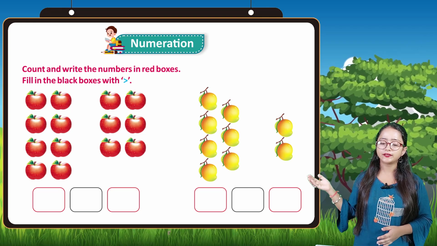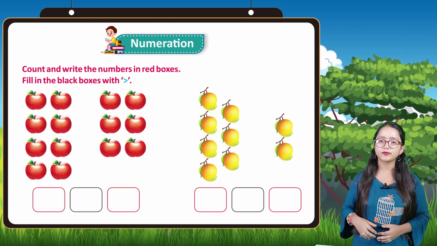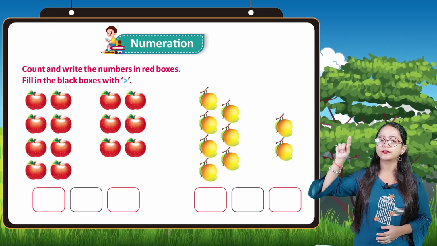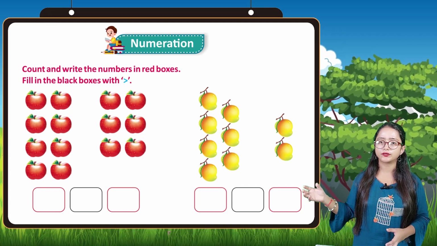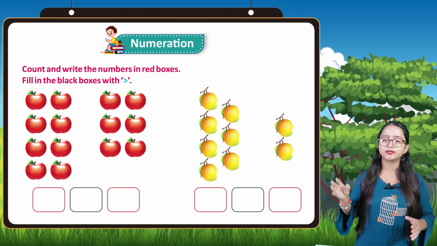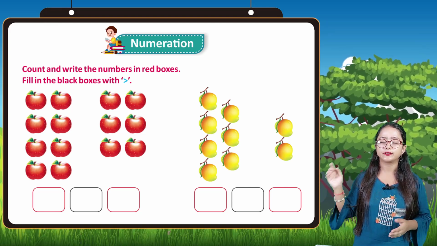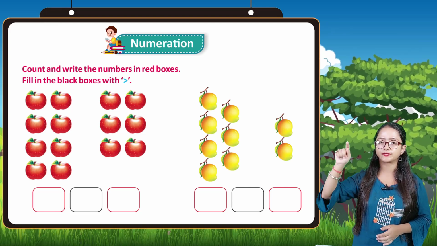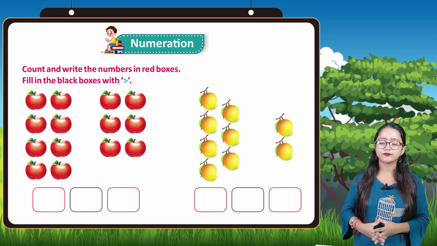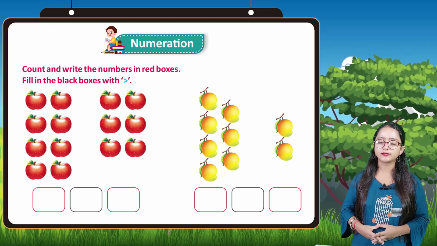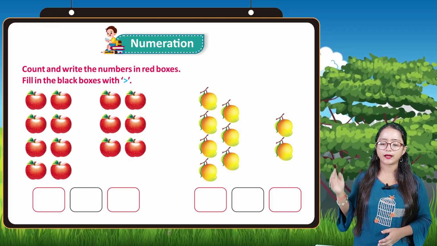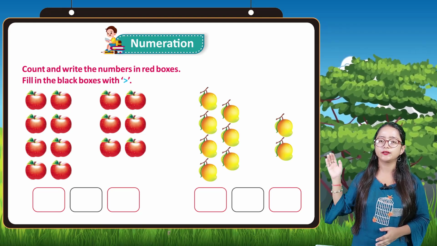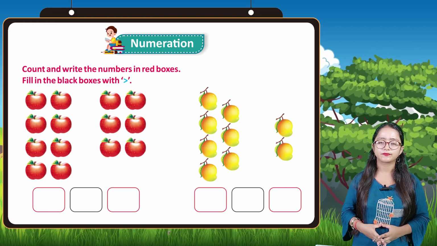Count and write the number in red boxes. Fill the blank boxes with greater sign. So first of all, you have to count the figure and then you have to see which number is greater. Then after that, you have to put the greater than sign. So in the first one, there are total how many apples? 1, 2, 3, 4, 5, 6, 7, 8. 8 apples. And the next figure, there are only 6 apples.